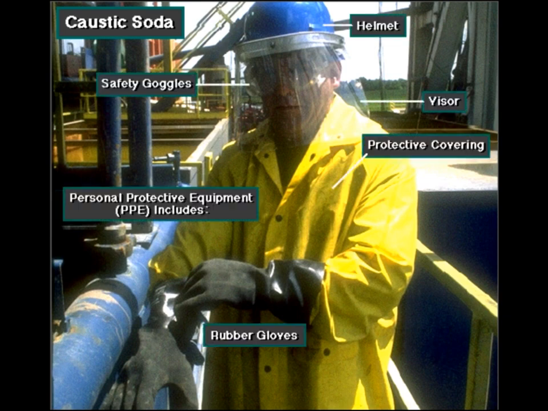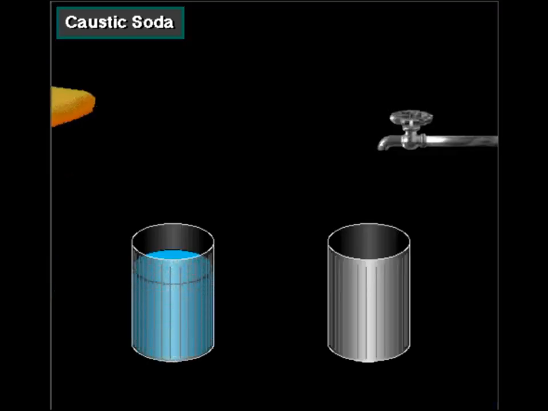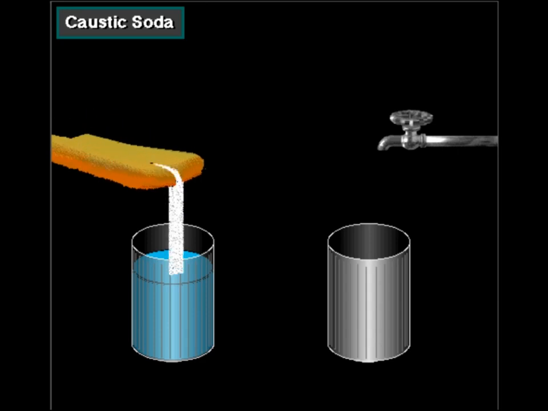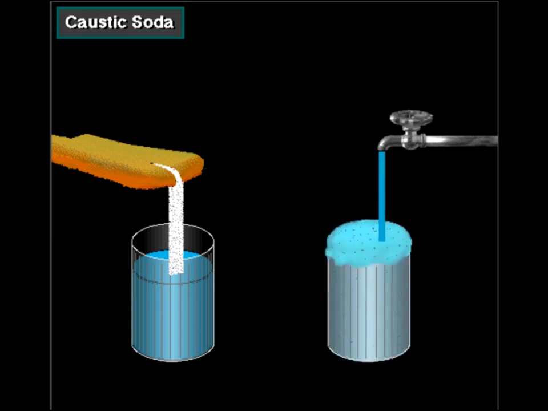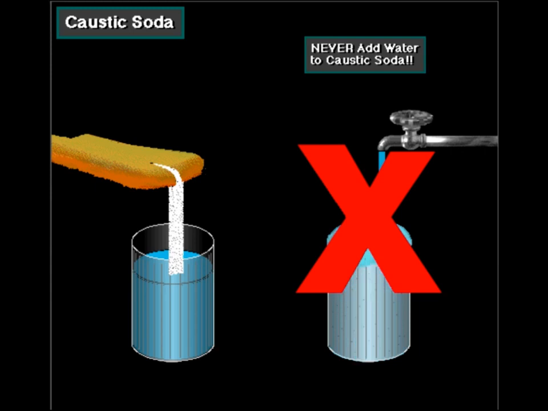Wear the proper personal protective equipment. Also, remember to always add caustic soda to water. Never add water to caustic soda. If you do, the caustic soda will boil up, splatter, and cover you with a burning chemical.